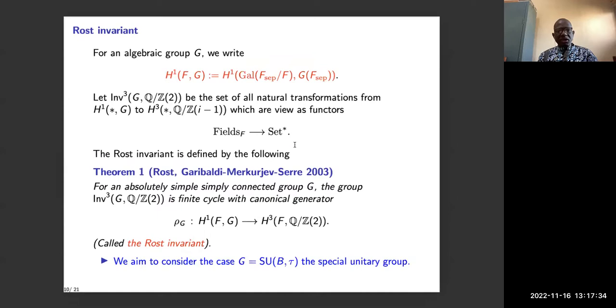A theorem of Rost says that for an absolutely simple simply connected group G, this group is finite cyclic with a canonical generator, which is called the Rost invariant. And in this talk, I'm going to consider the case where G is SU of (B, tau). SU of (B, tau) is the special unitary group, the subgroup of the unitary group of reduced norm 1.